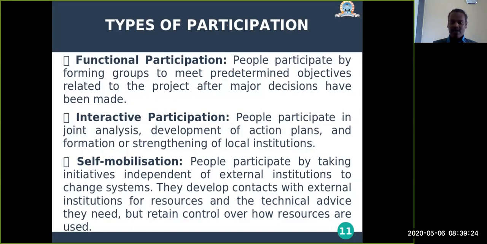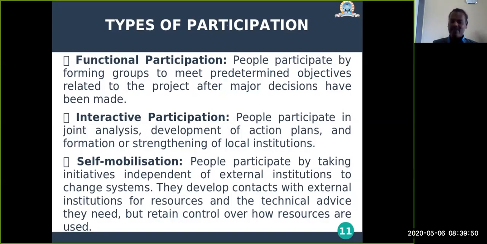So people participate themselves, taking initiative independently from the external institutions, because they want to change their systems. They develop contacts. They come up with a proposal to install something, to do something. So they develop a proposal and ask the donors to participate.